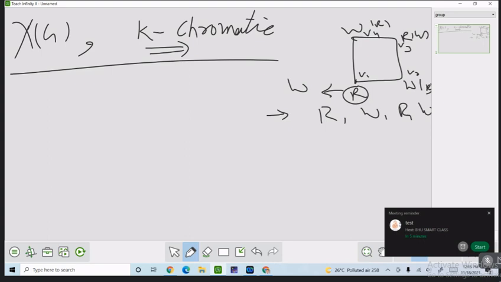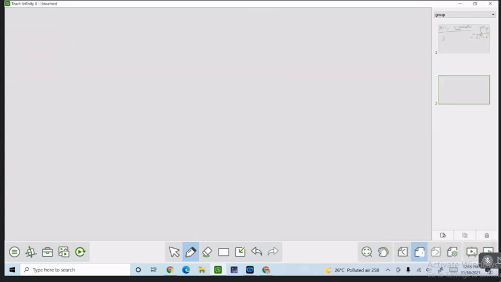Are you getting my point? Using lambda or fewer colors, there are many ways of proper coloring. The number of ways of proper coloring is characterized by a polynomial, and that polynomial is called a chromatic polynomial. So our topic is chromatic polynomial.